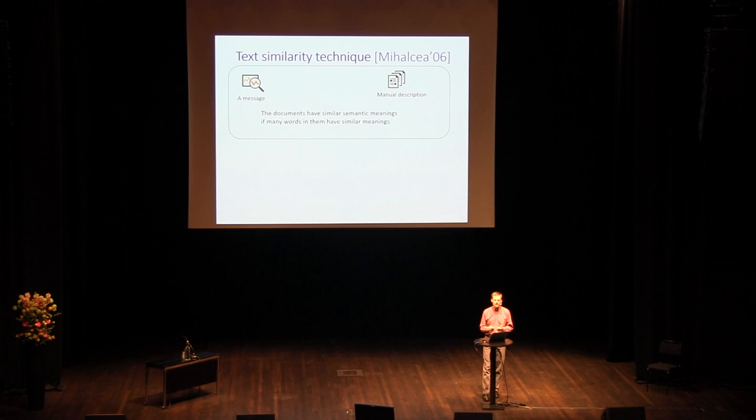You take your two short documents, like the program goes wrong and the software fails. First, remove the stop words. Those are those noise words like the and of and. Then, for every word in one of the documents, try to find a word in the other document with similar meaning, like program and software, or goes wrong and fails. And finally, you say that the two sentences are similar if you're able to make a lot of these matchings.